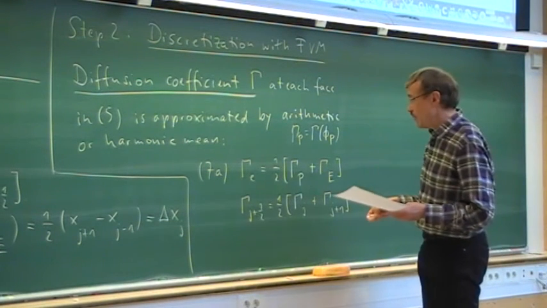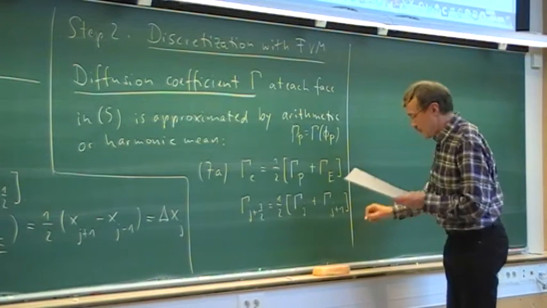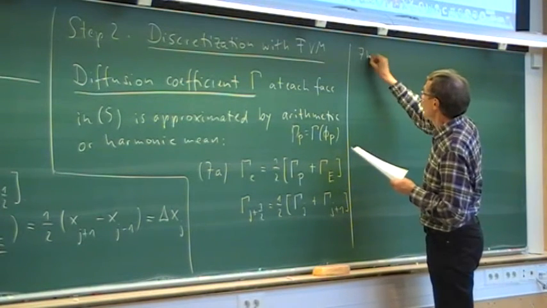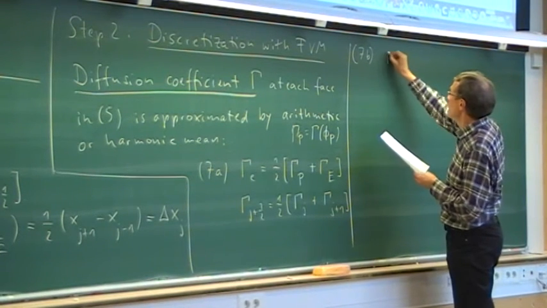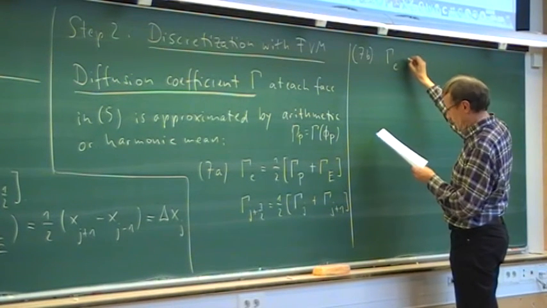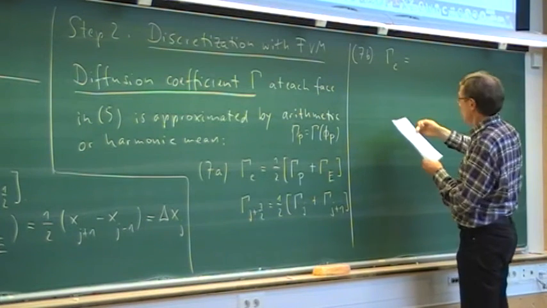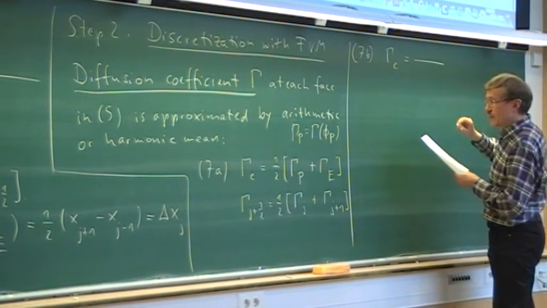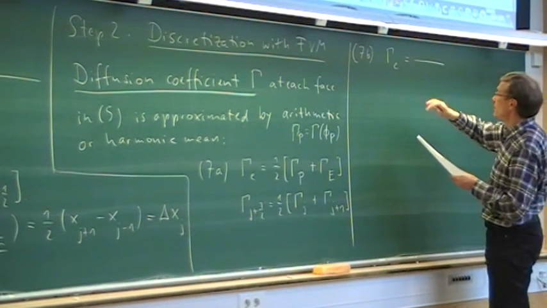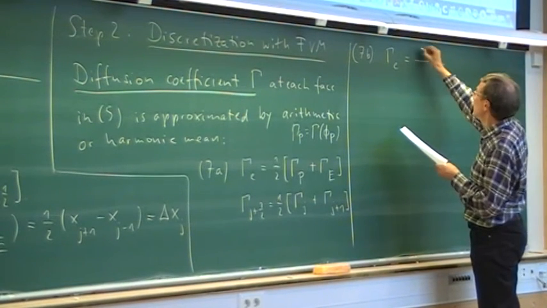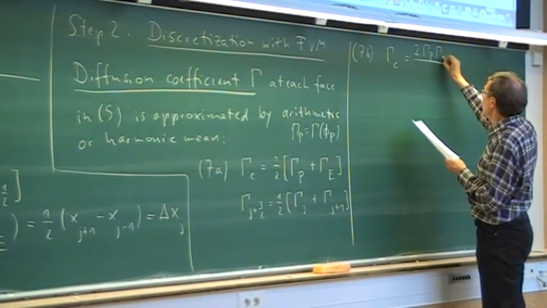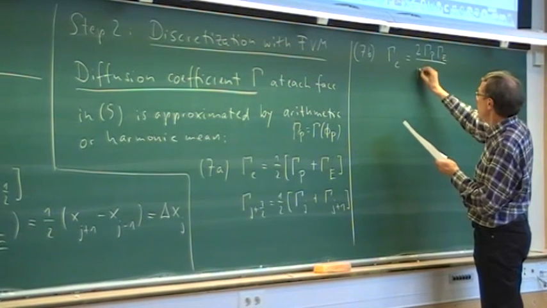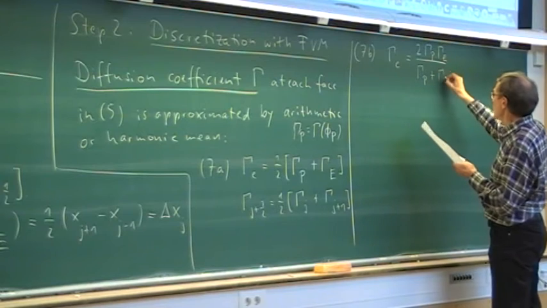That is the arithmetic mean. If we would use the harmonic mean, then we would have the following. So these are approximations. I write it equal so that we have them directly. So it would be 2 gamma p gamma e divided by gamma p plus gamma e.